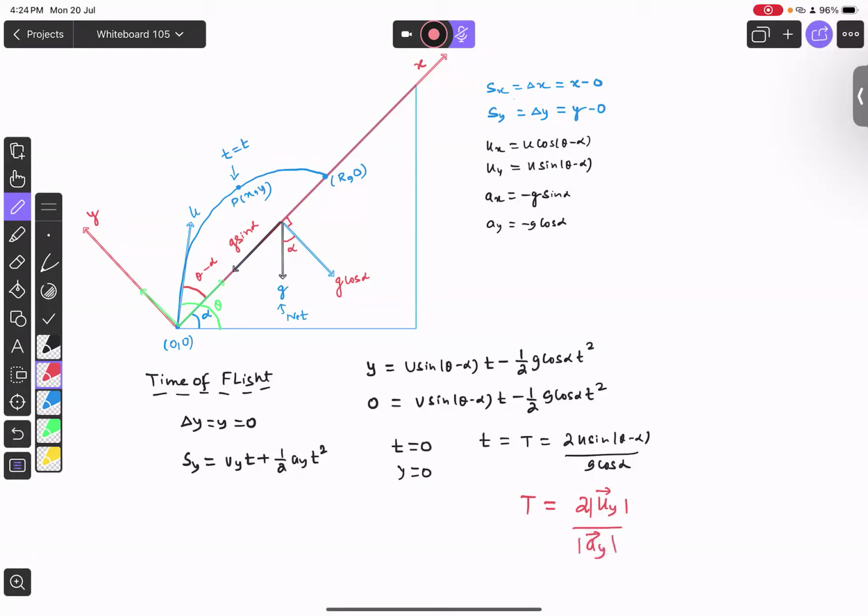So this part clear? This part clear, no?